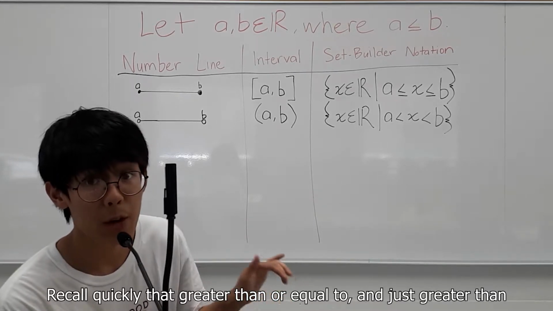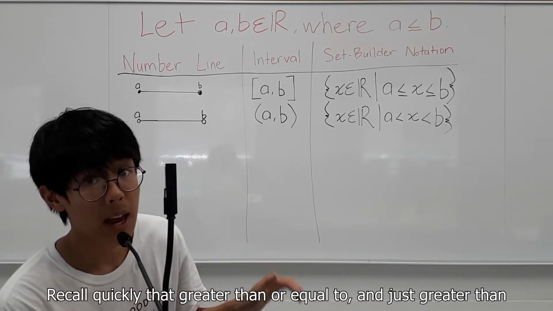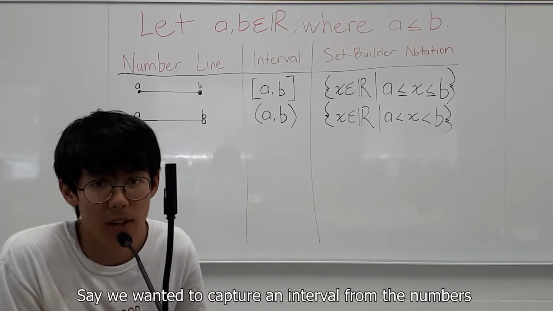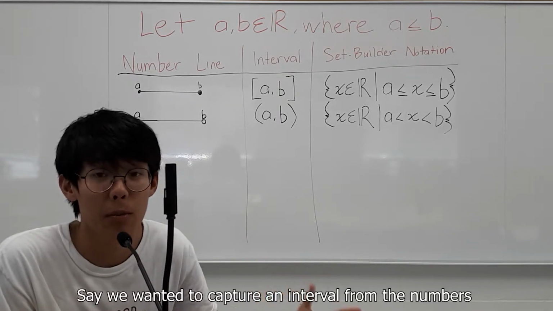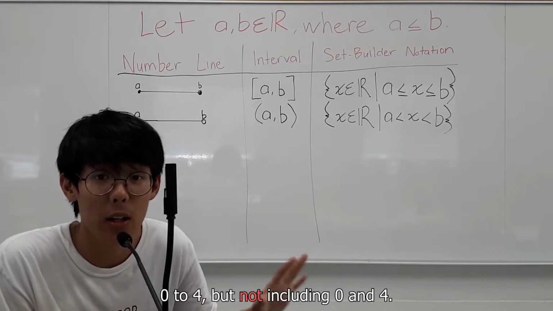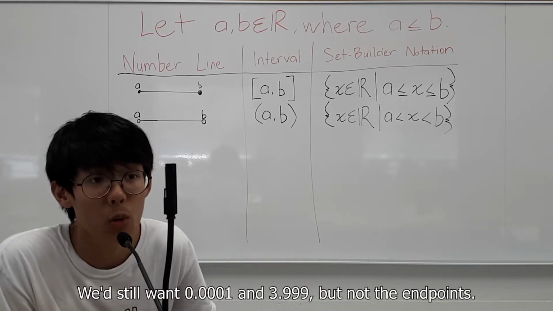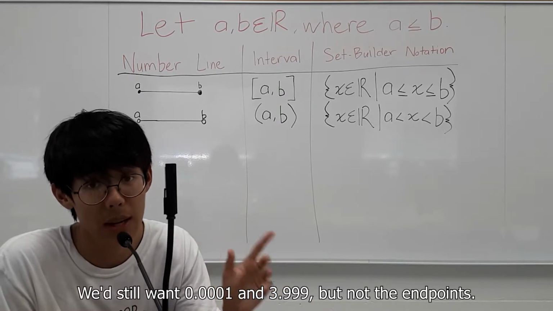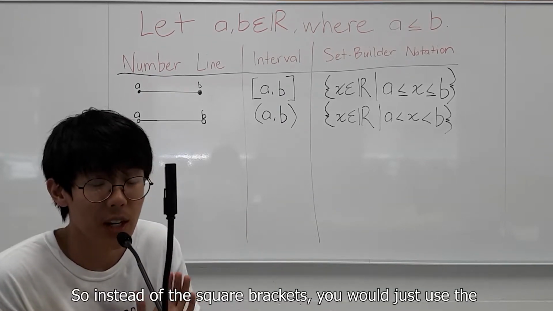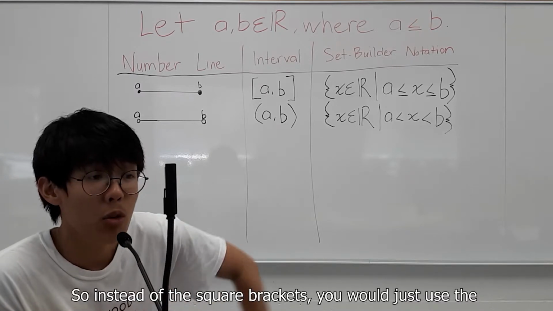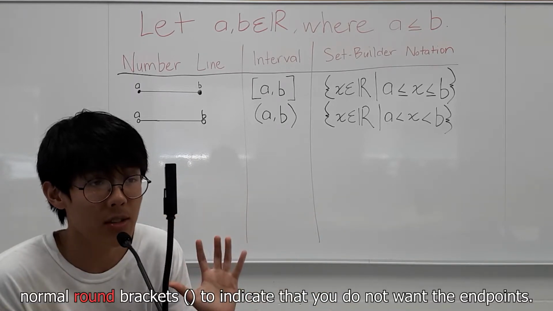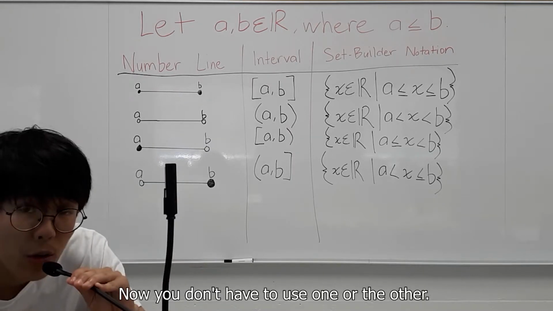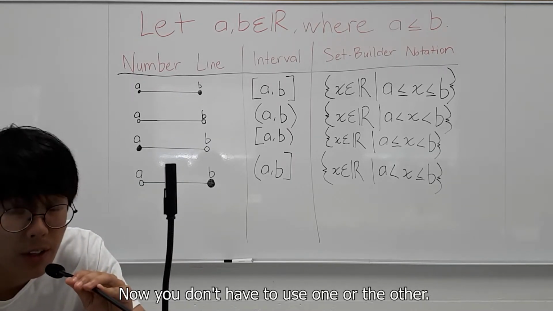Recall quickly that greater than or equal to and just greater than are two completely different things. Say we wanted to capture an interval from the numbers 0 to 4, but not including 0 and 4. We'd still want 0.0001 and 3.999, but not the endpoints. So instead of the square brackets, you would just use the normal round brackets to indicate that you do not want the endpoints.